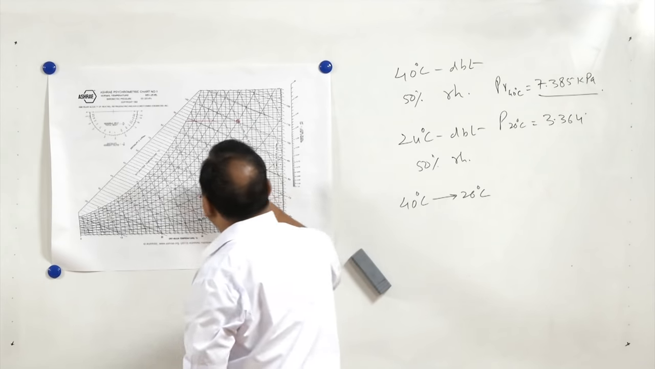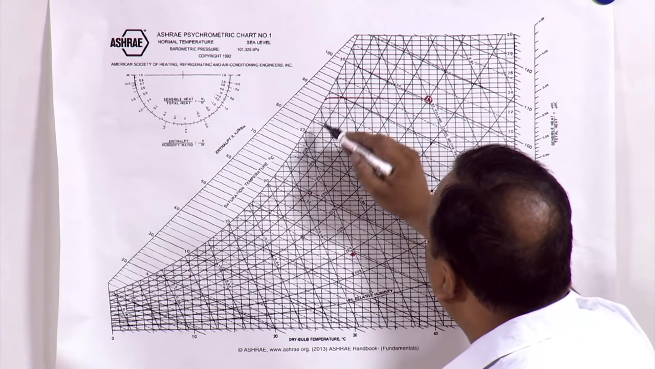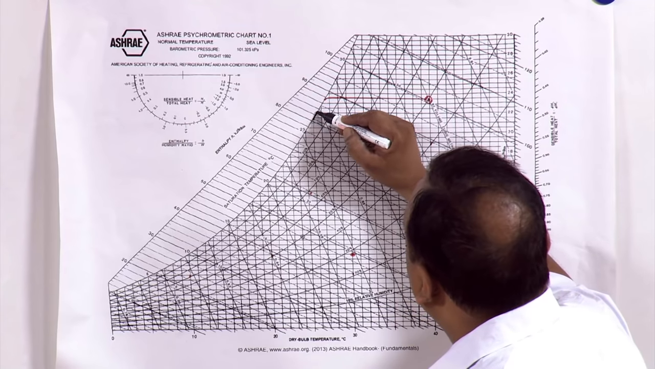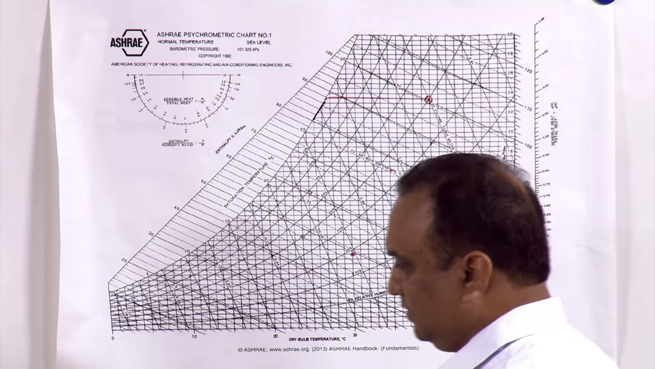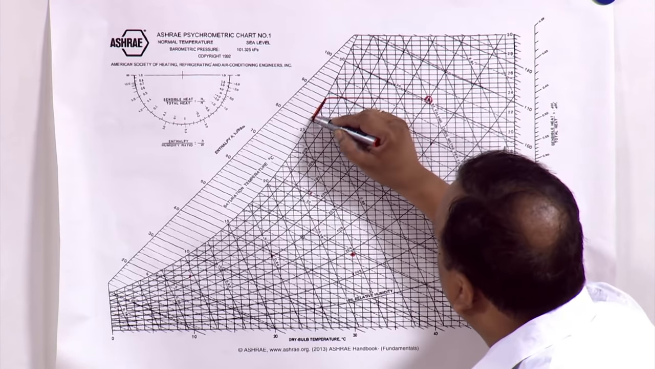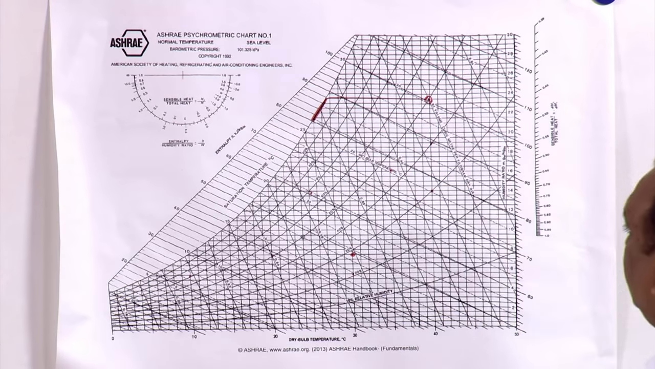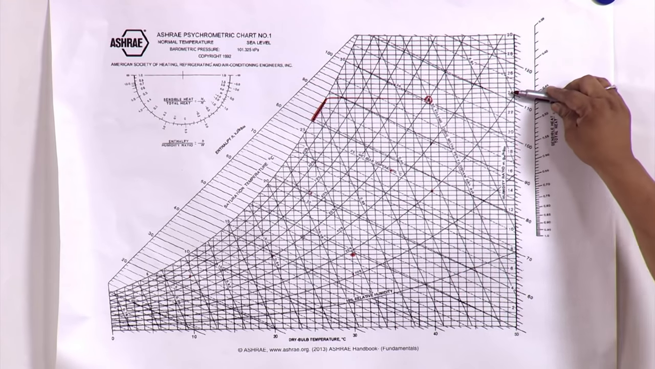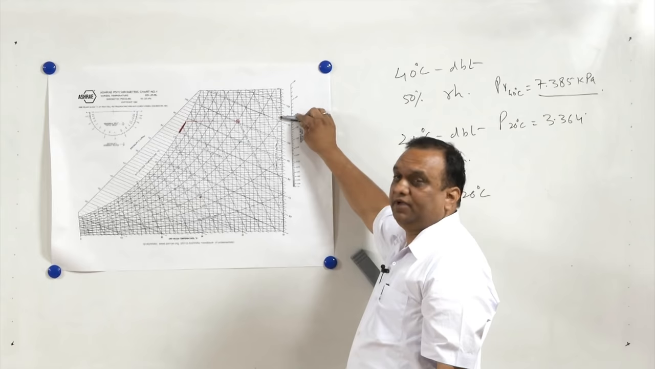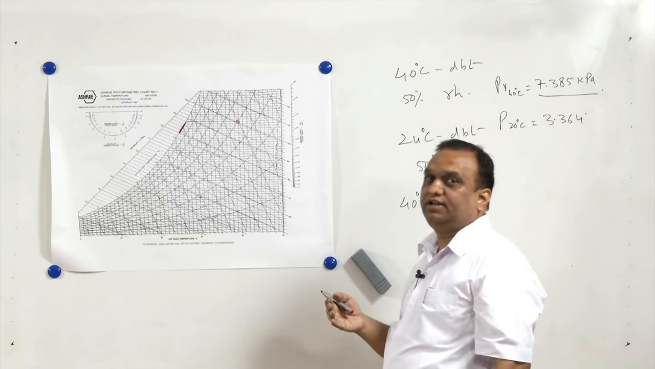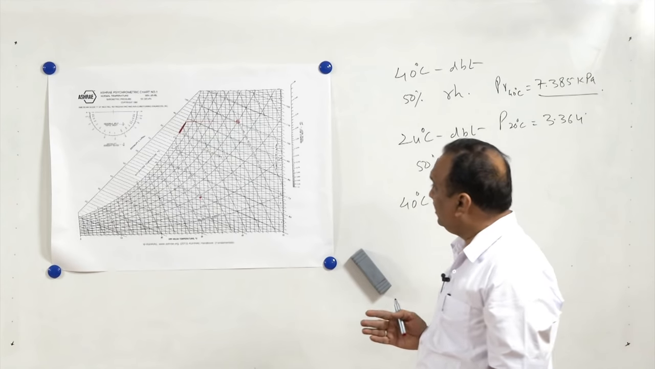The moment we come to 26 degree, it is here. The specific humidity has reduced. Grams of water vapor per kg of dry air has reduced. It means water has precipitated from the air.